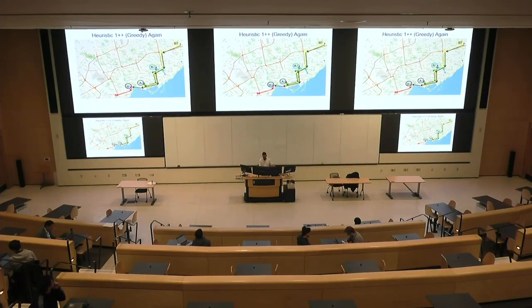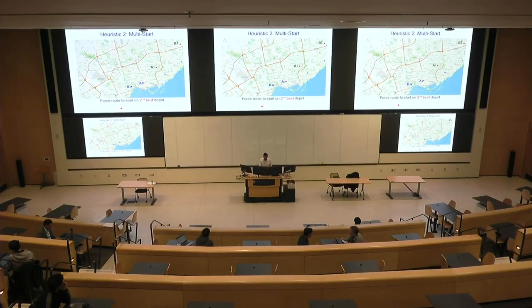So that's one solution. Now, is this optimal? Probably not, because we are going back and forth across the city, right? So what if we use multi-start? Force the route to start on the second best depot instead of the best depot. In our greedy algorithm, this is the best depot to start at, because it is the closest one to an intersection. But in this case, I'm going to start from here. I don't want to start from that depot, right?